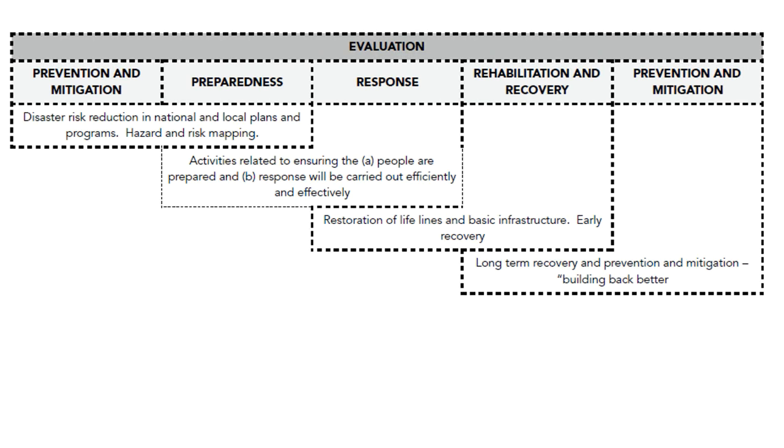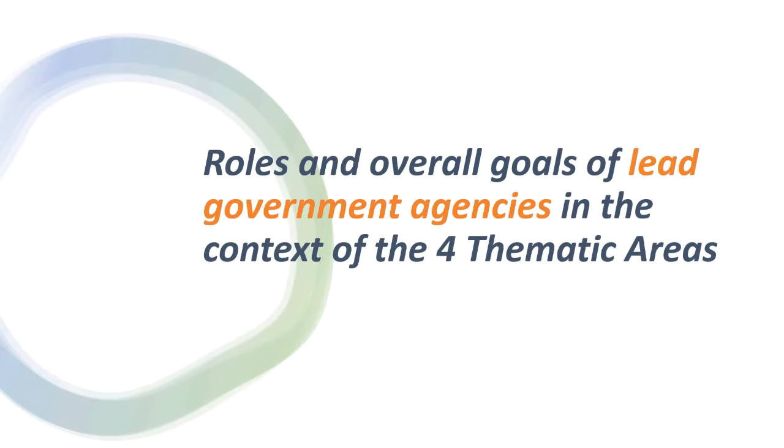This table lists the activities involved and illustrates the overlap between the different thematic areas. For example, prevention and mitigation overlaps with preparedness in disaster risk reduction in national and local plans and programs, and hazard and risk mapping for these two areas. To better understand how this applies to disaster planning, the following are the roles and overall goals of lead government agencies in the context of the four thematic areas.